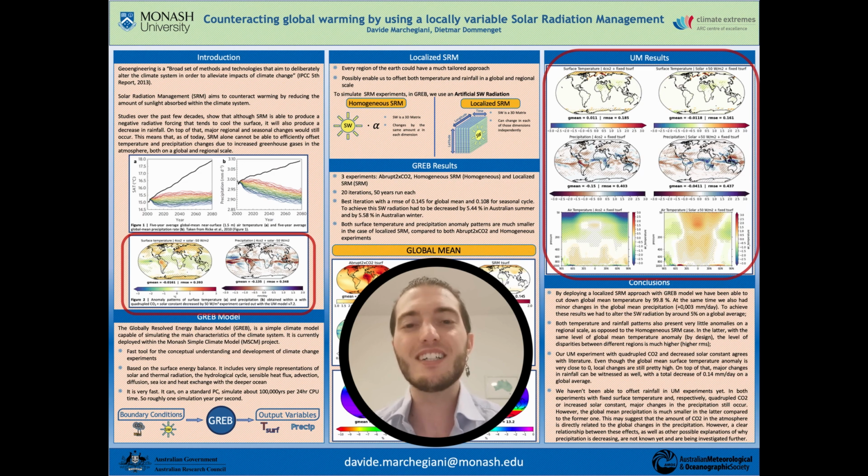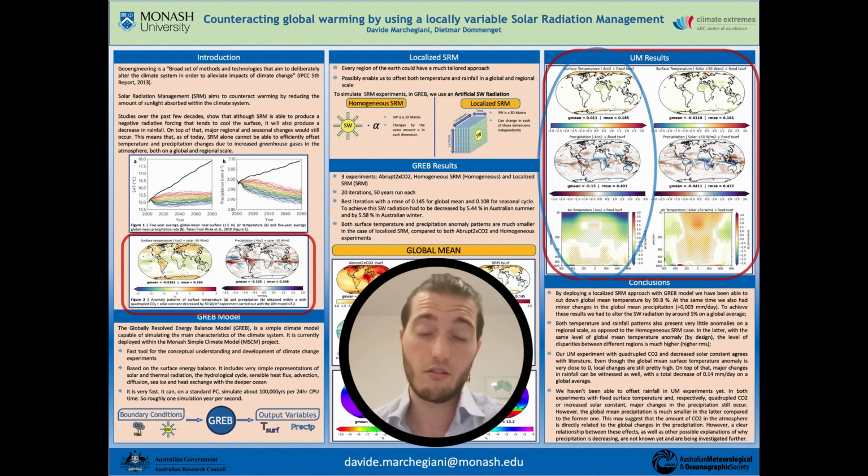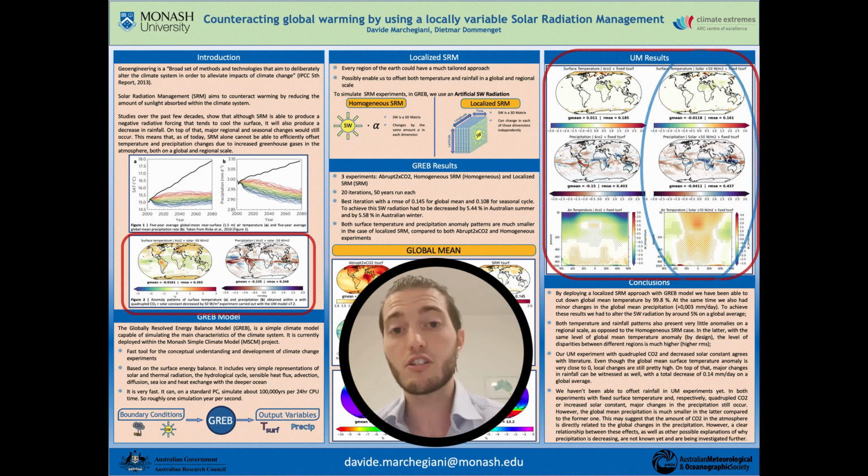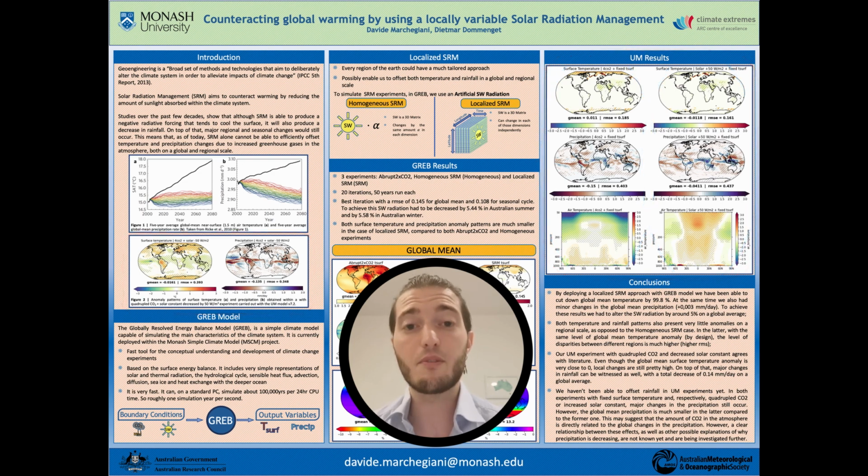Then we thought, okay, but what if the regional differences in surface temperature are actually the major driver of these differences in precipitation? So we carried out two more experiments, in both of which we fixed surface temperature to be the control one. And then we had respectively quadruple CO2, which is the one on the left side, and decreased solar constant, which is the one on your right side. As you can see from the results, in both of them there are major rainfall anomalies, both in terms of regional changes and also global mean.